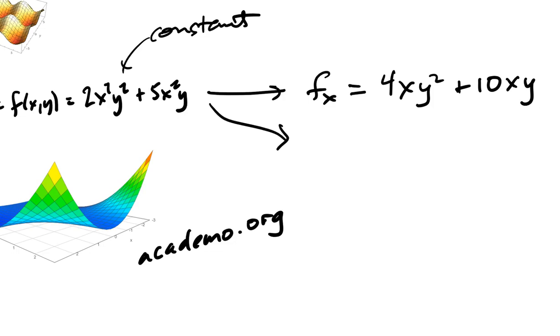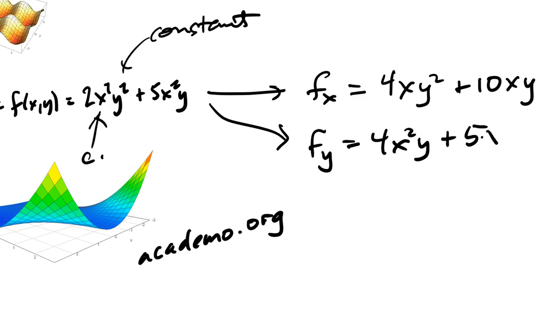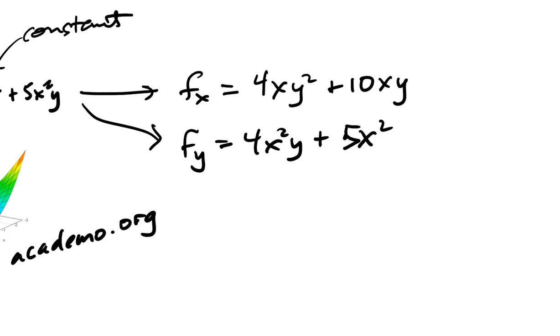Now I'm going to take the derivative with respect to y. Now the x is constant, so that'll be 4x squared y plus 5x squared. X is a constant in this case, so the derivative with respect to y is just the constant. All right, so that's these two. So notice they're not the same. They don't have to be.